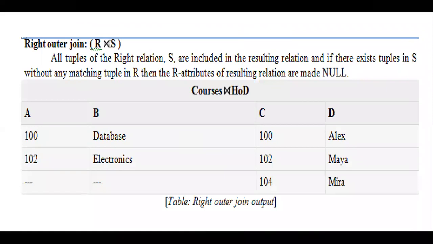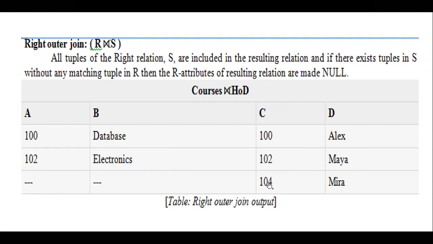So when you perform the right outer join, what will happen here? Here 100 and 102 are commonly present in both tables, database and electronics, and you are combining them with 100. This is the right table attributes, and this is your left table attributes. The records that match the condition on both tables are present in the resultant table. So 100 database, 100 Alex, and then 102 electronics and 102 Maya.